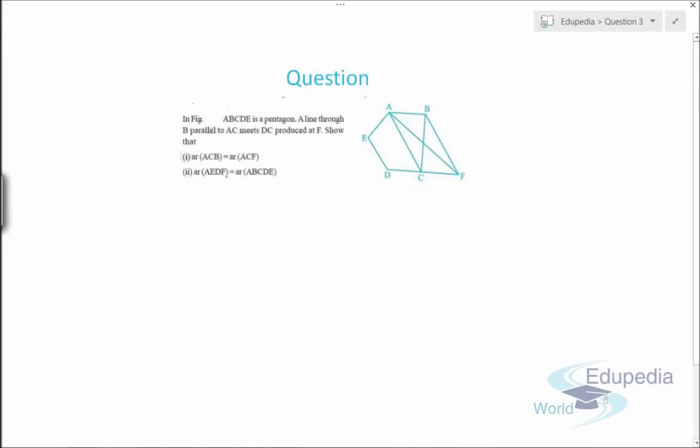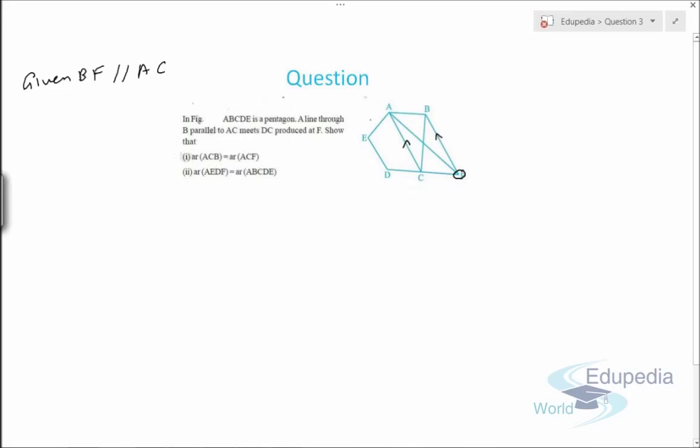Question number 3. Now the question number 3 says that in the figure ABCDE is a pentagon, and a line through B parallel to AC meets at F, right? So this is a point. So we can say that BF is parallel to AC. So first write what is given. It's given BF is parallel to AC, right?